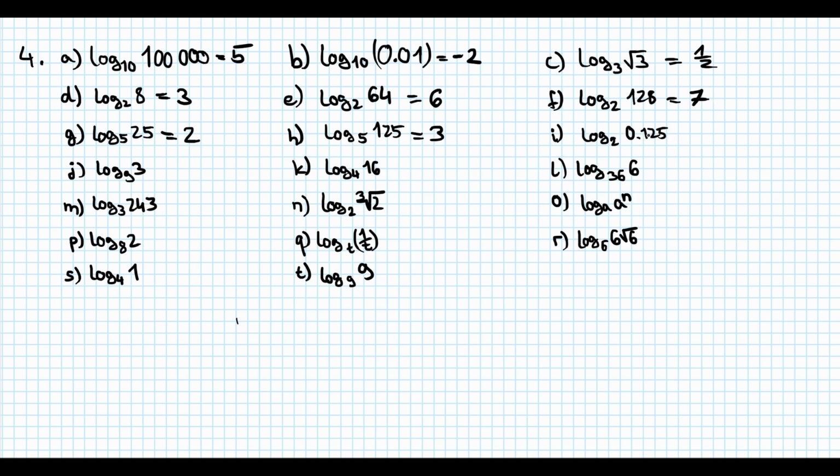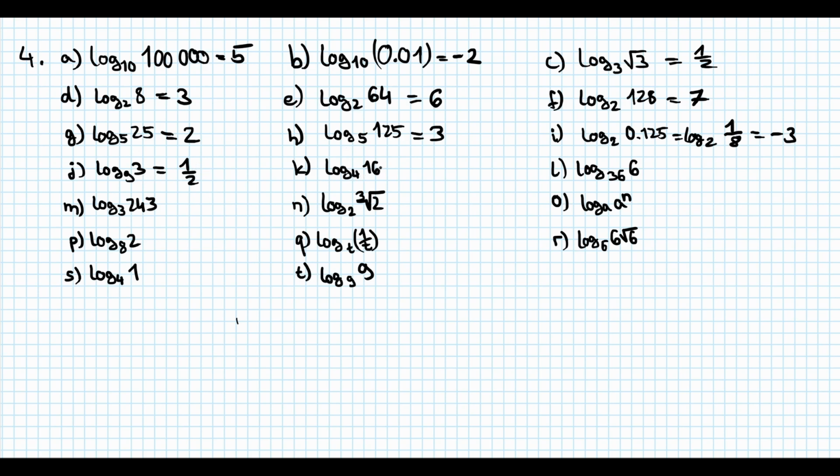Log base 2 of 0.125, that's the same as saying log base 2 of 1 over 8. This is 1/8. So 2 to the power of how much is 1 over 8, and that will be negative 3. Alright, next we have log base 9 of 3. The square root of 9 is equal to 3, so that will be 1/2. 9 to the power of 1/2 is 3.